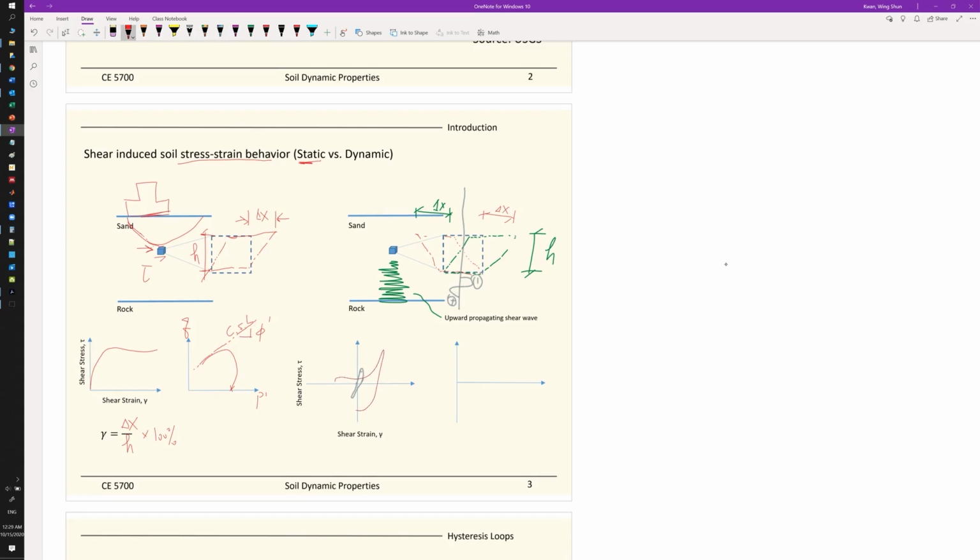So you could have loops something like this. You're generating a huge amount of displacements. So that would be the shear strength at a higher shear loading.